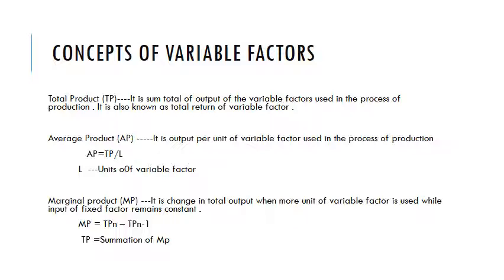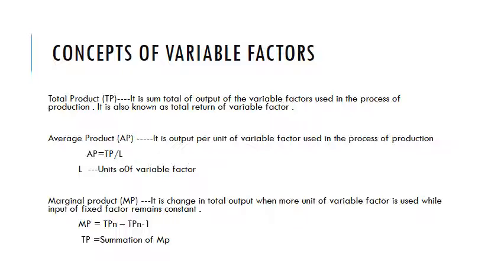Average product refers to physical output per unit of variable factor used in the process of production. Average product is equal to total product divided by units of variable factor.